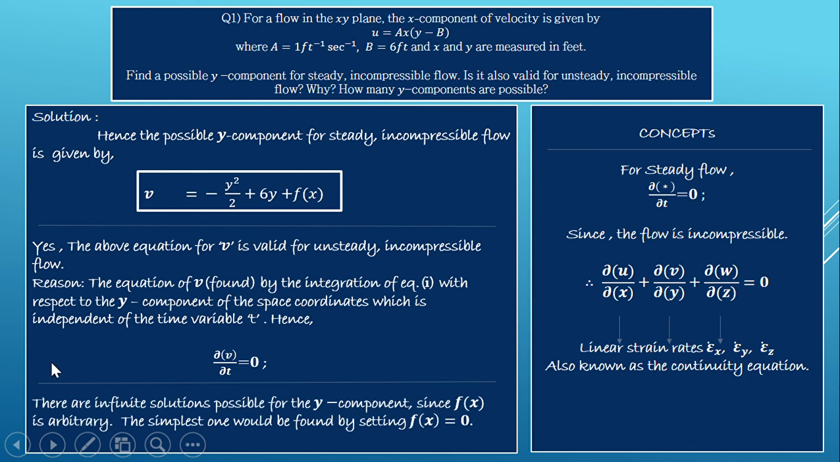Coming to the next part, there are infinite solutions possible for the y component. Since f of x is arbitrary, it can take numerous solutions or values. The simplest one would be found by setting f of x equal to 0.